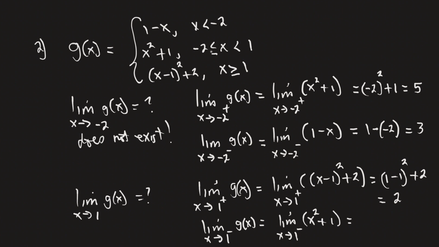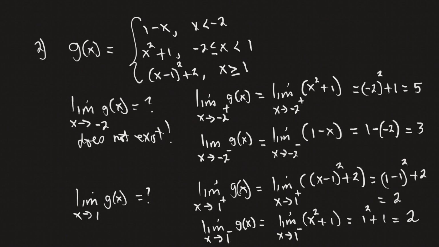Well, because there are two values of x, two endpoints. So as it switches from less than -2 to greater than -2, you use this piece. Similarly, as it switches from being less than 1 to greater than 1, again, you'd use these two pieces, right? So let's evaluate this. So we have 1 squared plus 1, that's equal to 2. Okay, so now we have an instance where the two one-sided limits are the same.